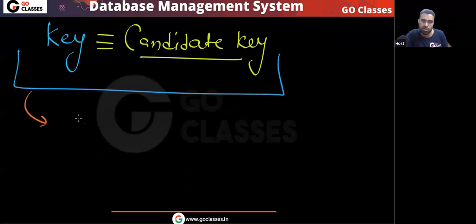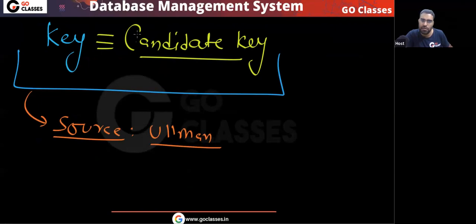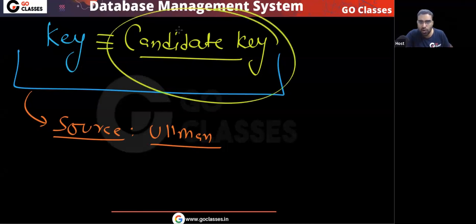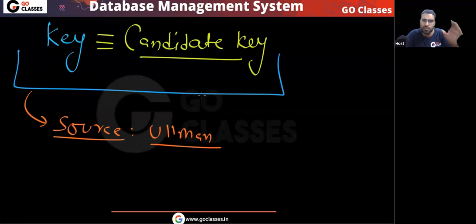I also gave you some source. Source was Ullman. Yes or no? So anyway, this is the idea. Whenever someone uses this word key, it is always candidate key. But remember, in the GATE exam, you will not have any difficulty. They never use this word key. They always mention super key, candidate key, primary key. But if they use it, I'm telling you, then it is candidate key.